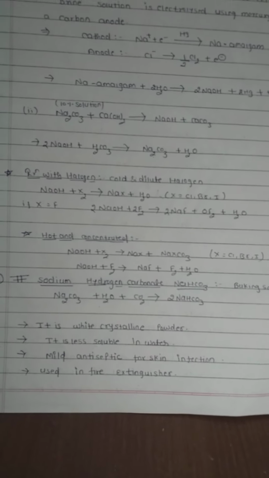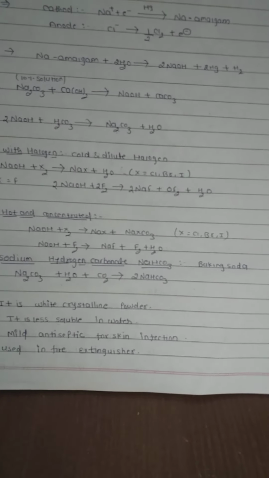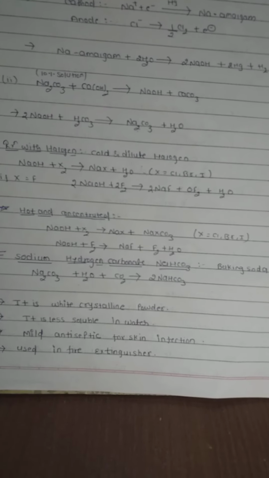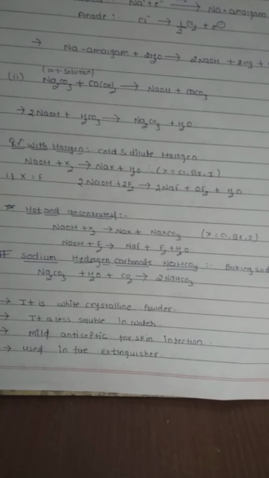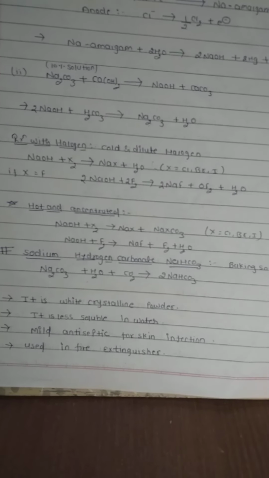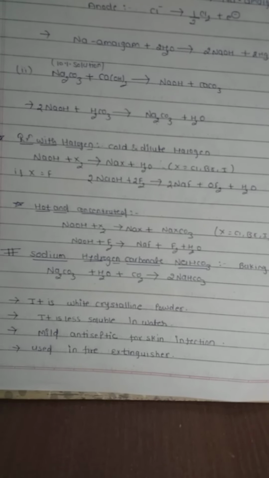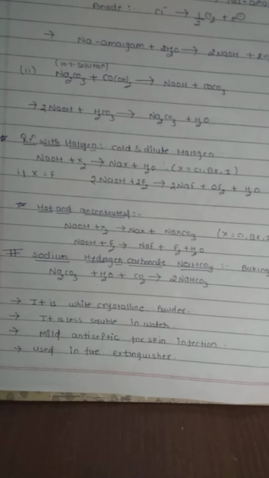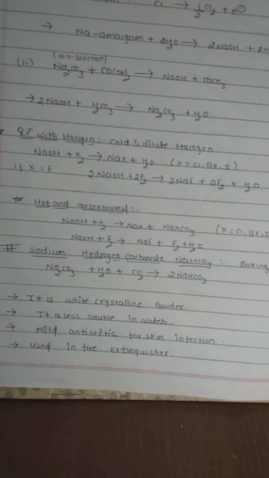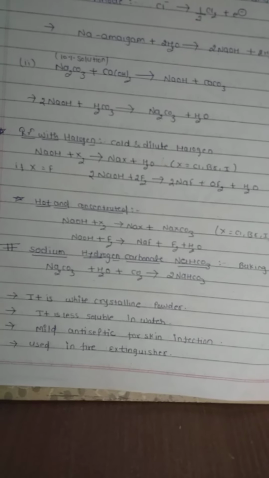And the last compound is sodium hydrogen carbonate, NaHCO3. It is also called baking soda. The preparation method is, when sodium carbonate reacts with water and CO2, it forms 2 NaHCO3, that means sodium hydrogen carbonate. The physical properties are: it is a white crystalline powder and it is less soluble in water. It is a mild antiseptic for skin infection, and it is used in fire extinguishers.